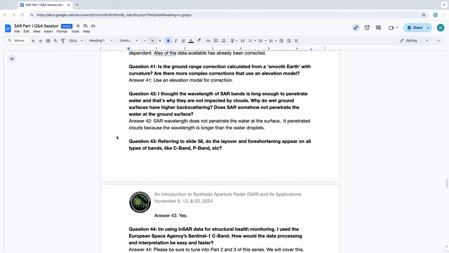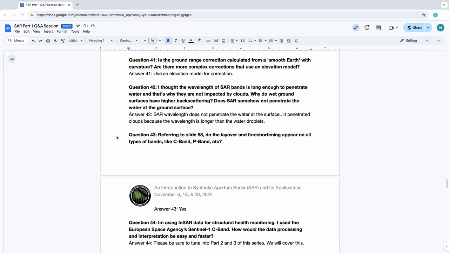Okay, the next question. Is the ground range correction calculated from a smooth earth with curvature? Are there more complex corrections that use an elevation model? Yes, absolutely. So ideally, you want to do a correction using an elevation model. If you assume a smooth earth, then anywhere where you have topography, you're going to have issues.